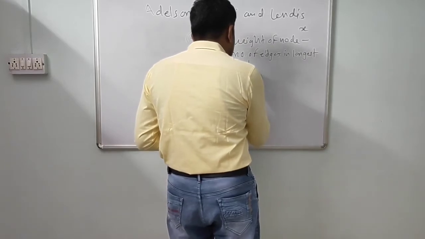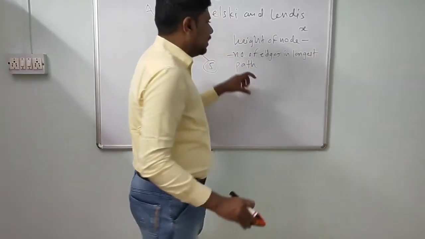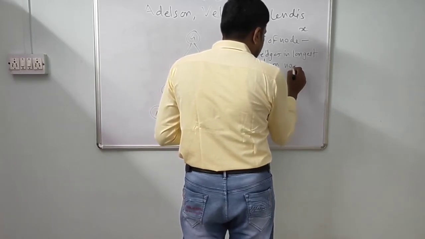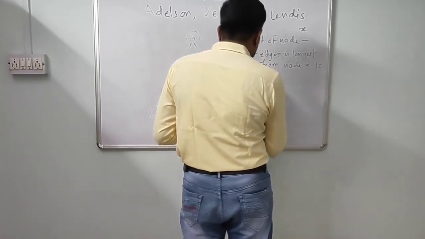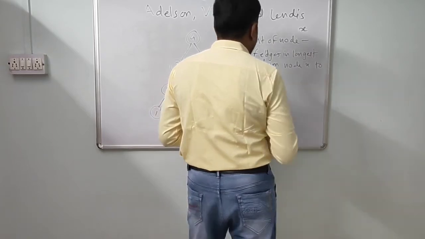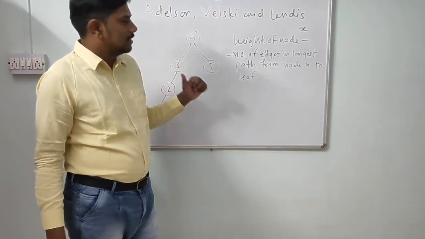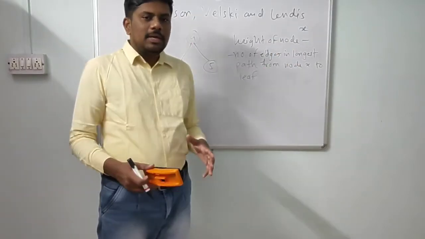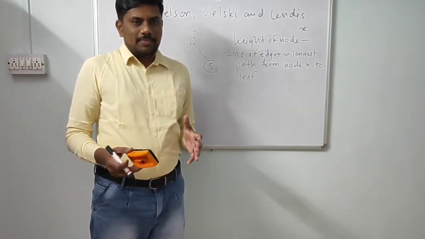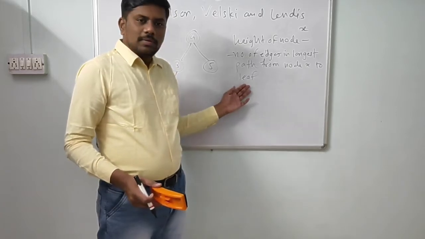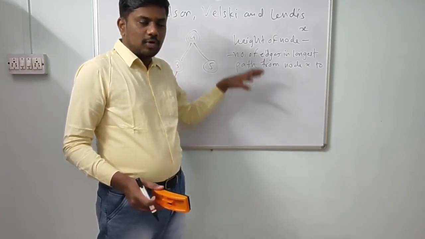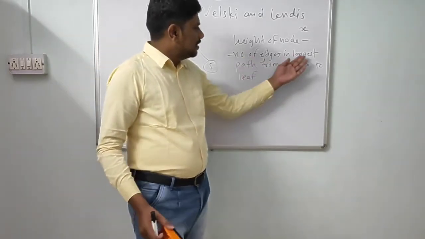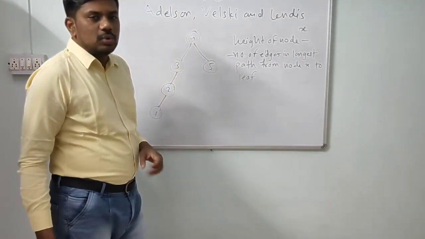It is the number of edges in the longest path from node X to a leaf. This is the height of node X. Definition: number of edges in the longest path. There may be a number of paths available to reach a particular leaf from that particular node, but we should consider the longest path. So the height is the number of edges in the longest path from node X to a leaf.